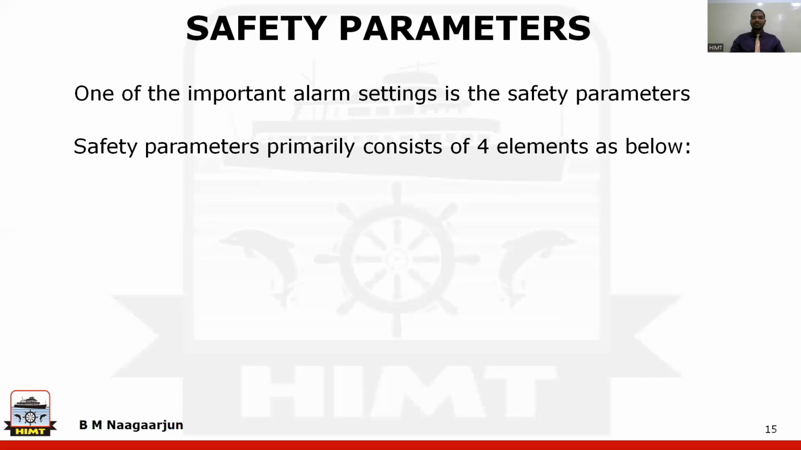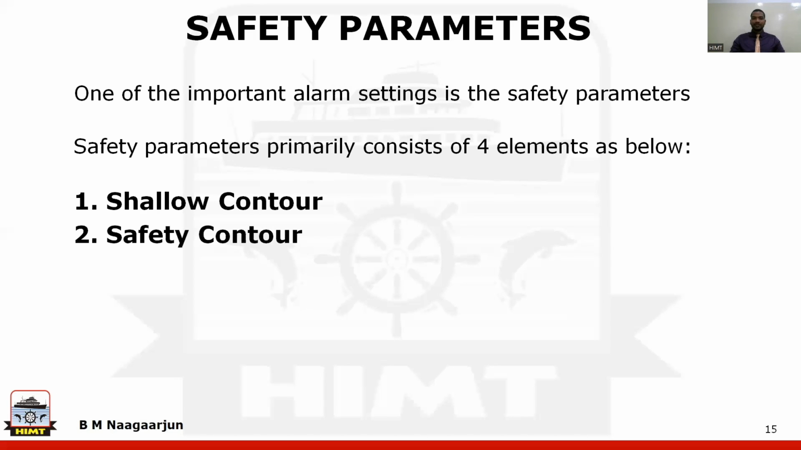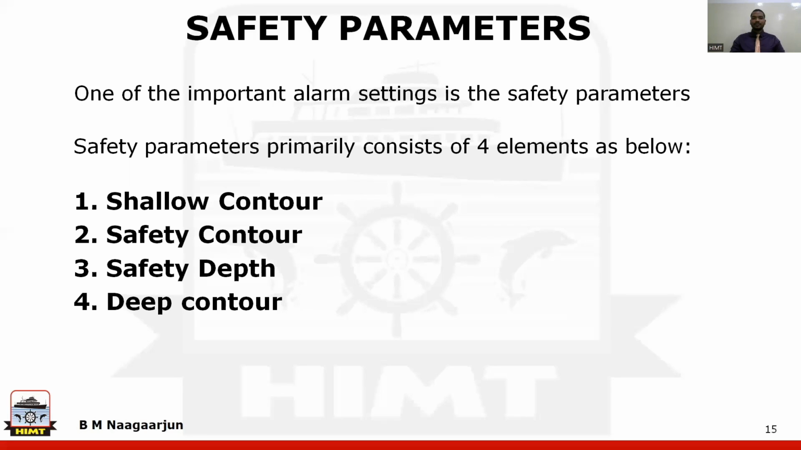Safety parameters primarily consist of 4 elements as below. They are shallow contour, safety contour, safety depth, and deep contour. Please note, out of these 4 safety parameters, 3 of them, that is number 1, number 2, and number 4, are contours, depth contours, whereas number 3 is a depth.